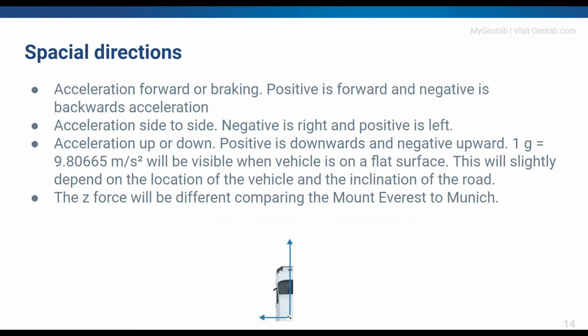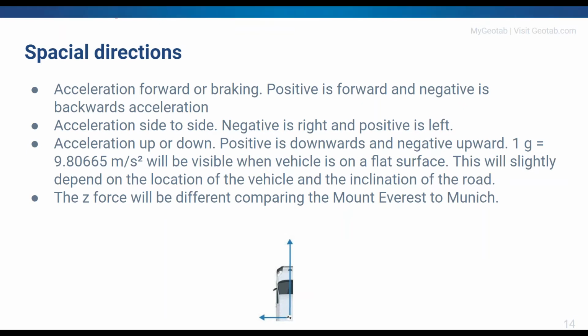Next one is the spatial direction. To really understand what happened at a collision, we need to understand what those accelerations mean. Behind those accelerations, there's always a physical force, and we need to understand what value comes up and what it actually means. If we have a backward forward acceleration, so we have this one axis which is backward forward, we have this in the platform called acceleration forward or braking.